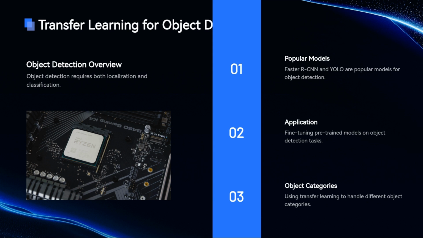Some of the most popular object detection models are Faster RCNN, a two-stage detector that first generates region proposals and then classifies them. YOLO, You Only Look Once, a one-stage detector that predicts bounding boxes and class labels directly from the image. By leveraging transfer learning, we can fine-tune a pre-trained model, e.g., on ImageNet or COCO, for specific object detection tasks. This is highly beneficial when dealing with small datasets, where training from scratch would be inefficient. Transfer learning helps adapt the model to detect specific objects or categories that the original model wasn't trained for.